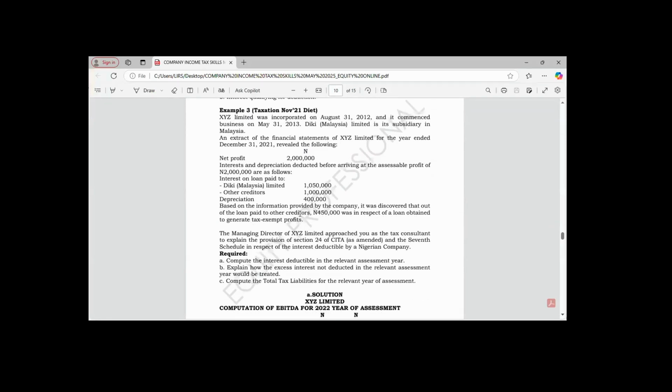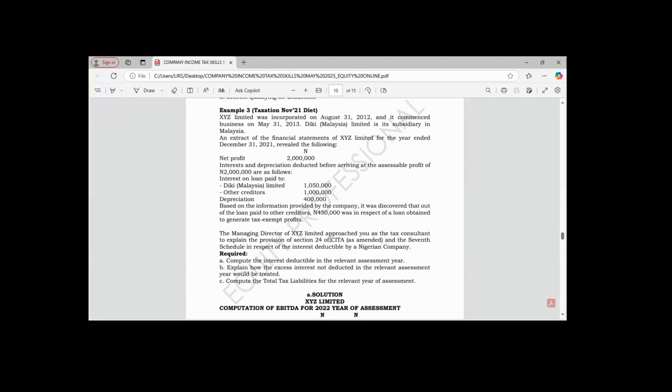Based on the information provided by the company, it was discovered that out of the loan paid to other creditors, 450 was in respect of loan obtained to generate tax-exempt profit. The managing director of SYZ Limited approached you as a tax consultant to explain the provision of Section 24 of CITA as amended and the 7th schedule in respect of interest deductible by a Nigerian company. Required: A. Compute the interest deductible in the relevant assessment year. B. Explain how the excess interest not deducted in the relevant assessment year will be treated. C. Compute the total tax liability for the relevant year of assessment.